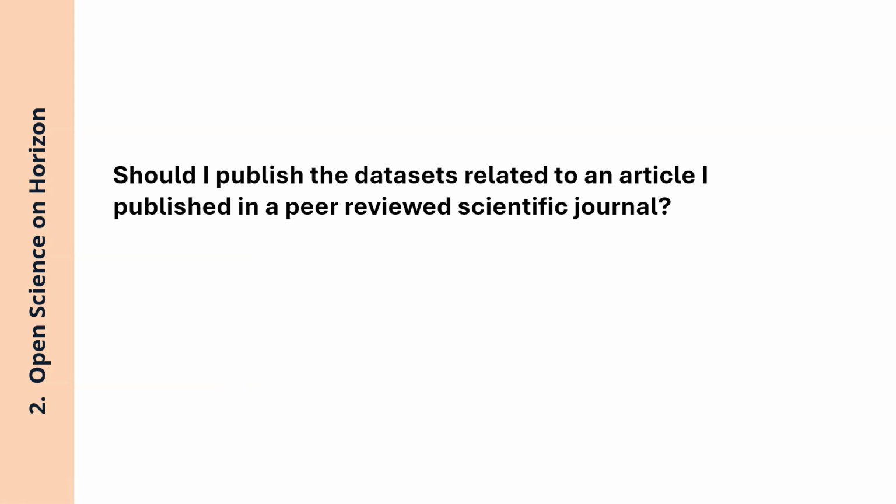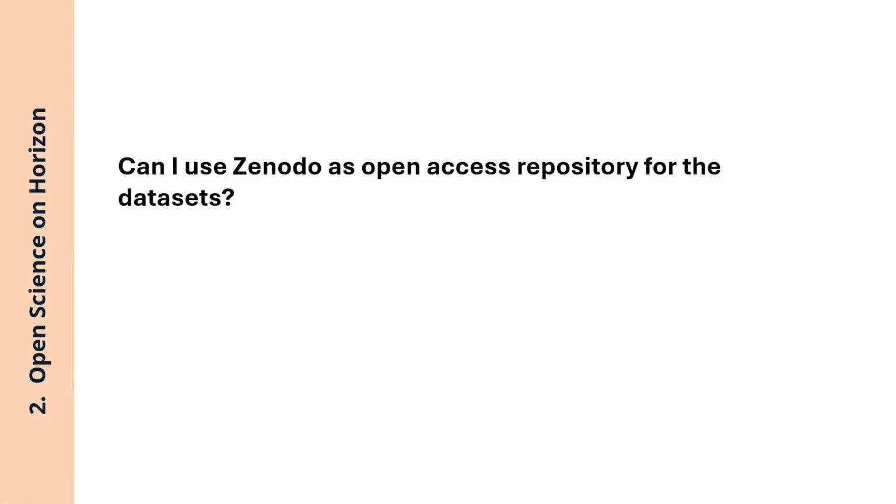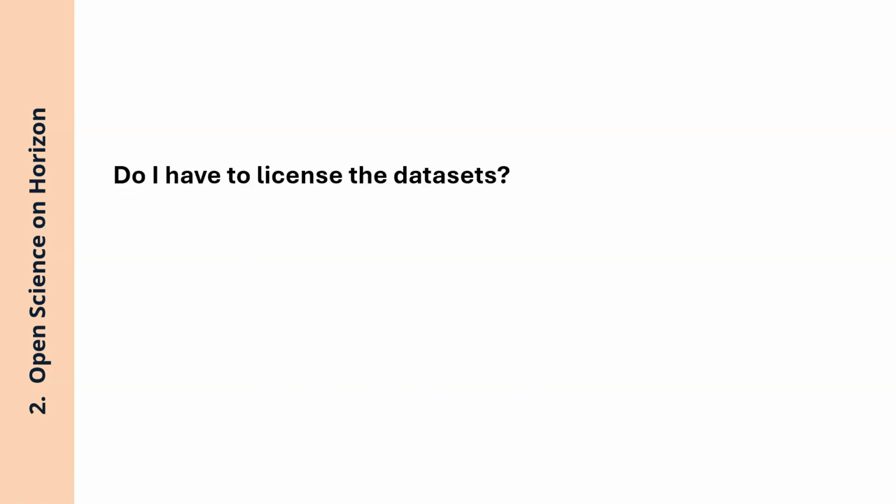Should I publish data sets related to an article if I publish in a peer-reviewed scientific journal? Yes. And if not, you have to justify it. Can I use Zenodo as an open access repository for data sets? Of course. And if these data sets are related to an article, you can link those data sets with the article. Do I have to license the data sets? Yes, again, with Creative Commons BY, which is the widest, or even CC0, which is the widest, before or after public domain. This is 0.